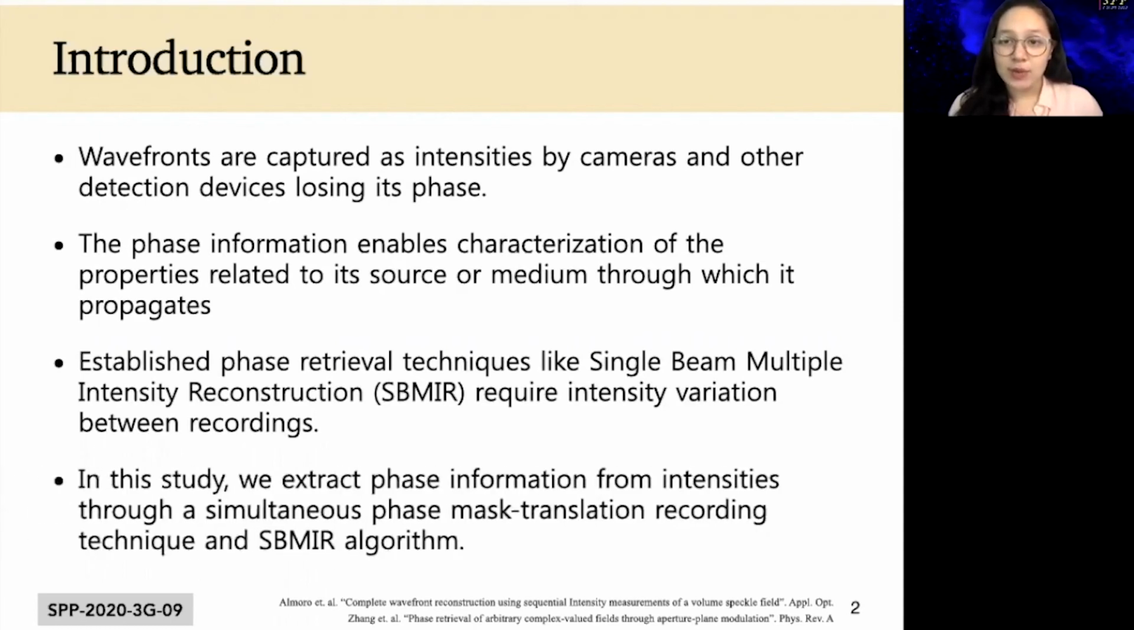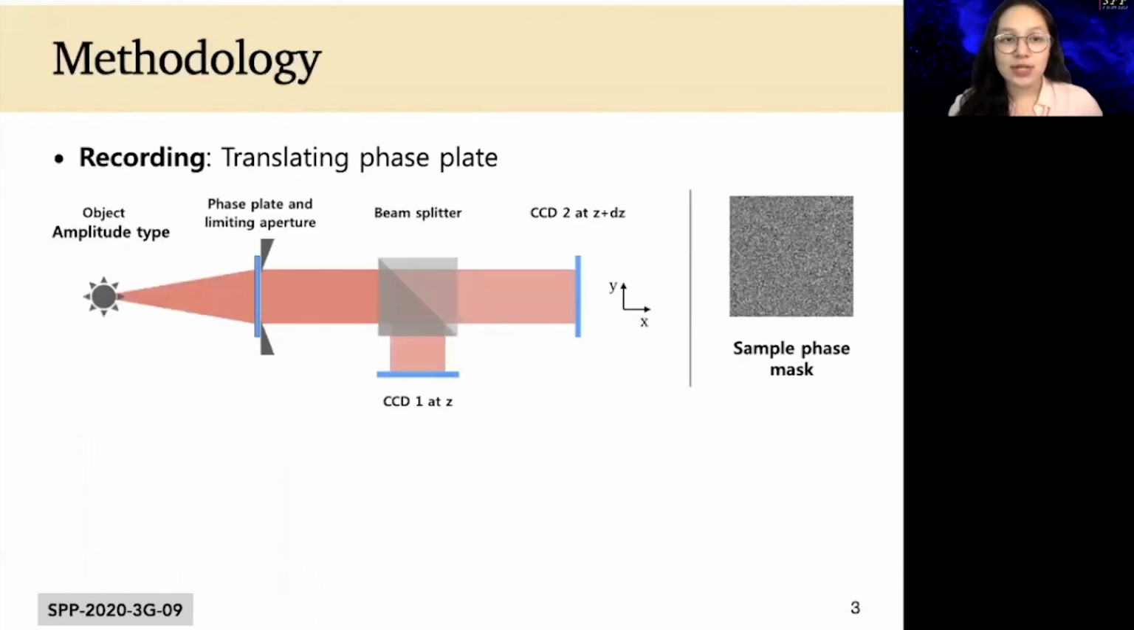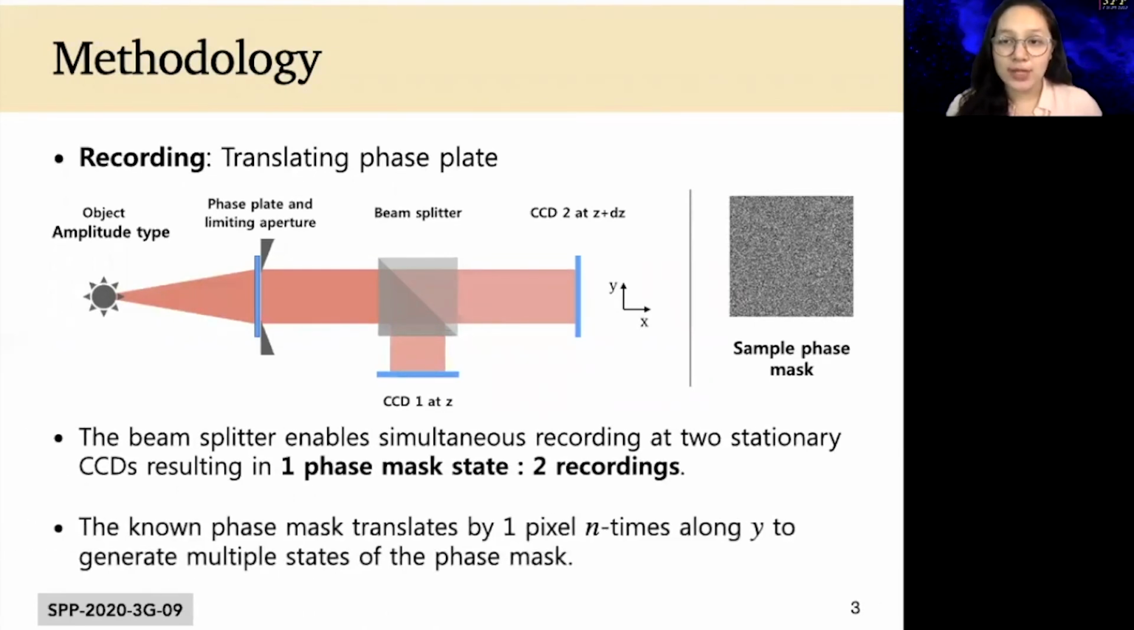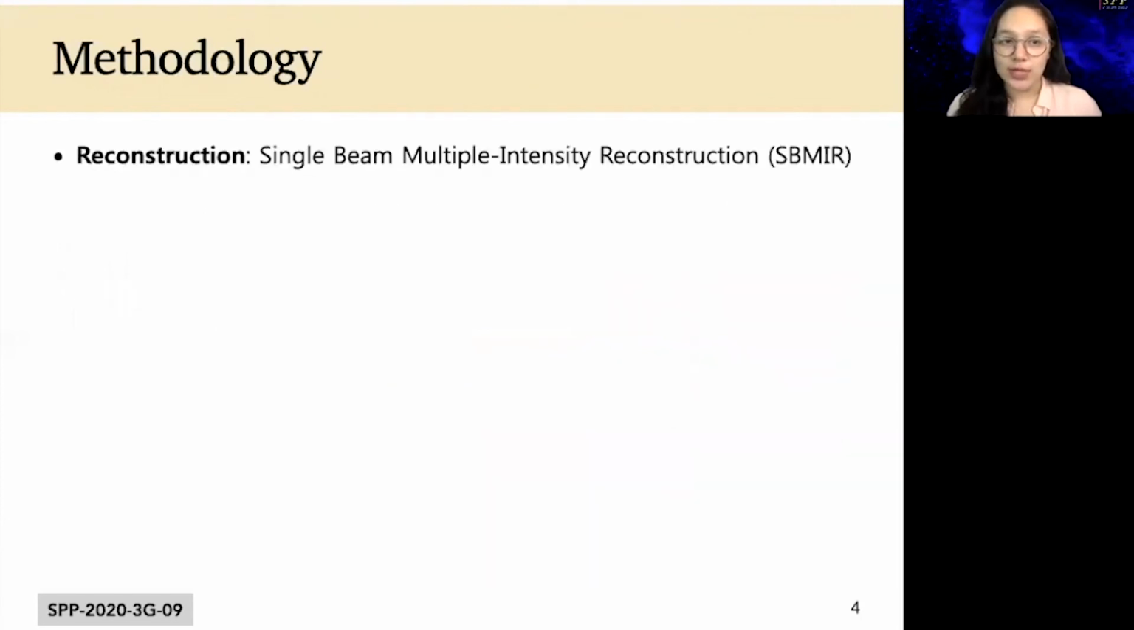In this study, we retrieve wavefronts by generating intensity variation through an in-plane translating phase mask and spatially separated recordings. The technique uses a beam splitter to capture intensities at two planes. The known phase mask shifts by 1 pixel to create multiple states. These eradicate the need for moving recording parts.